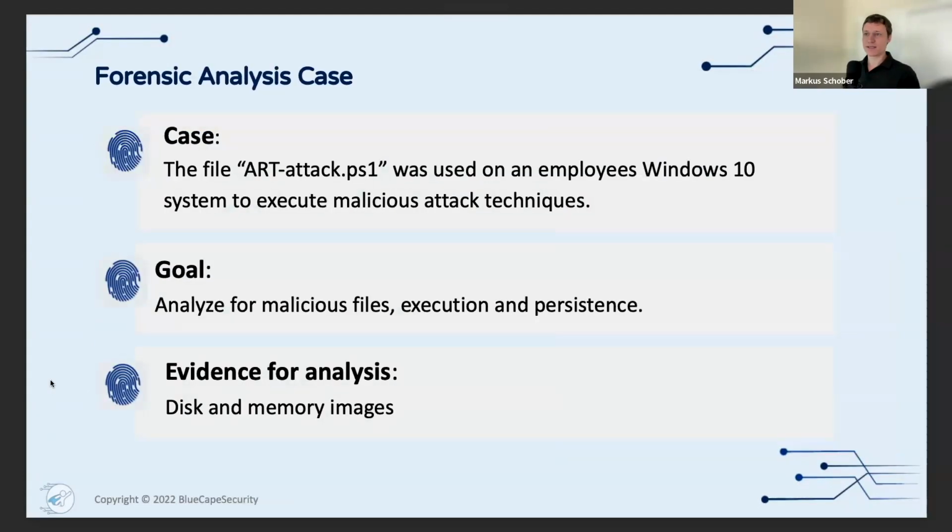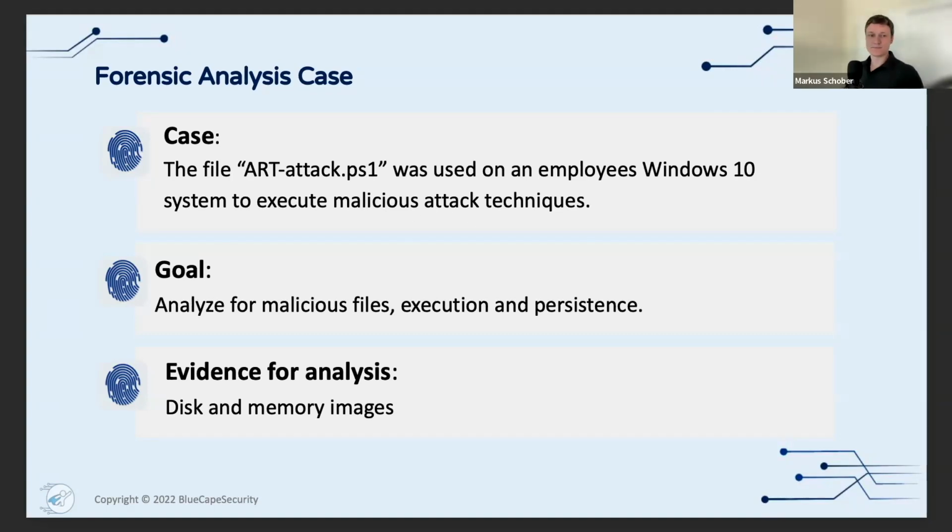So let's jump in with our case for the last 20 minutes. This is along the lines of the Practical Windows Forensics. You've seen that before. It might be a refresher, but there's a lot of people that have not gone through this course. So we want to kick it off simple with some basics in terms of what to look for in a Windows system. Our case is that we have a file called art-attack.ps1, and it was used on an employee's Windows 10 system to execute some malicious attack techniques afterwards.